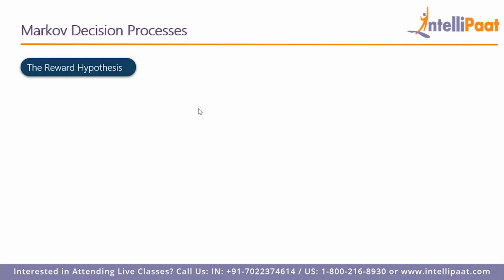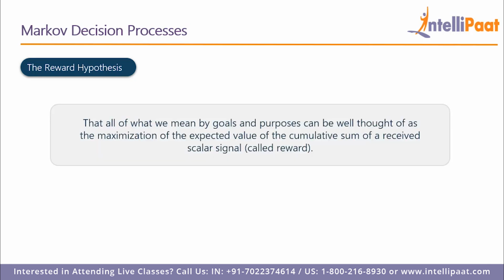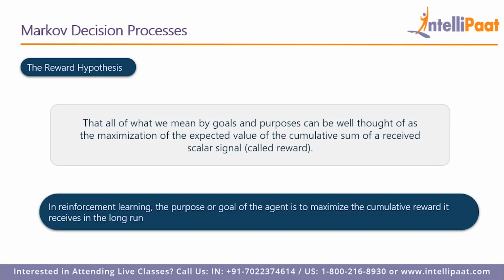In reinforcement learning, the agent's goal is to maximize the future reward, which is defined by the reward hypothesis. It states that all of what we mean by goals and purposes can be well thought of as the maximization of the expected value of the cumulative sum of received rewards. Which means that in reinforcement learning, the purpose or goal of the agent is to maximize the cumulative reward it receives in the long run. So we not only maximize the immediate rewards but also the total future reward.